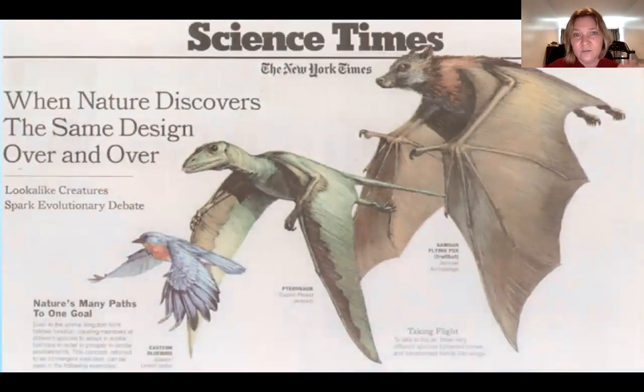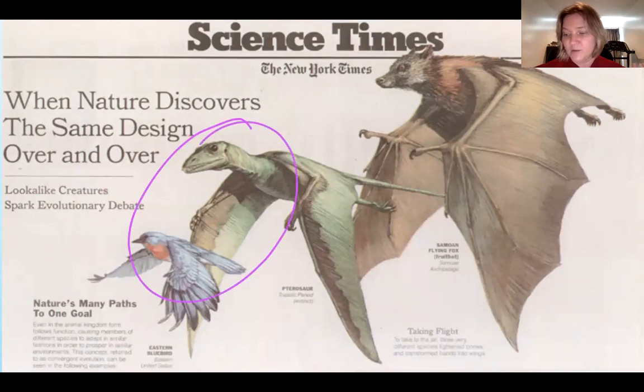This is an article from Science Times from quite a long time ago, but it says when nature discovers the same design over and over. It shows you the difference between the bird and the pterodactyl, which is an extinct dinosaur, and of course the bat. They all have the same general form because it is ideal for flying creatures. It's not that they're exactly related, although I will say that birds evolved from dinosaurs, so those two are related, but mammals are not, even though the overall body structure looks similar.